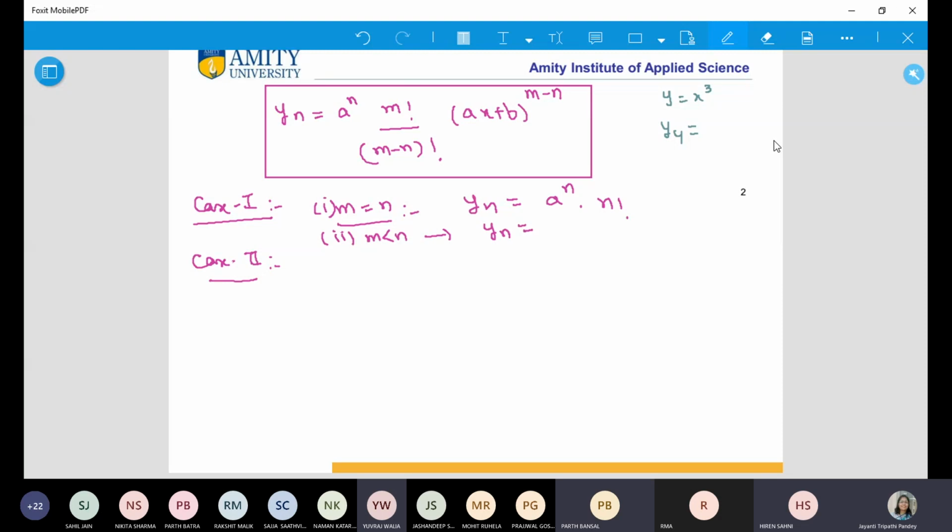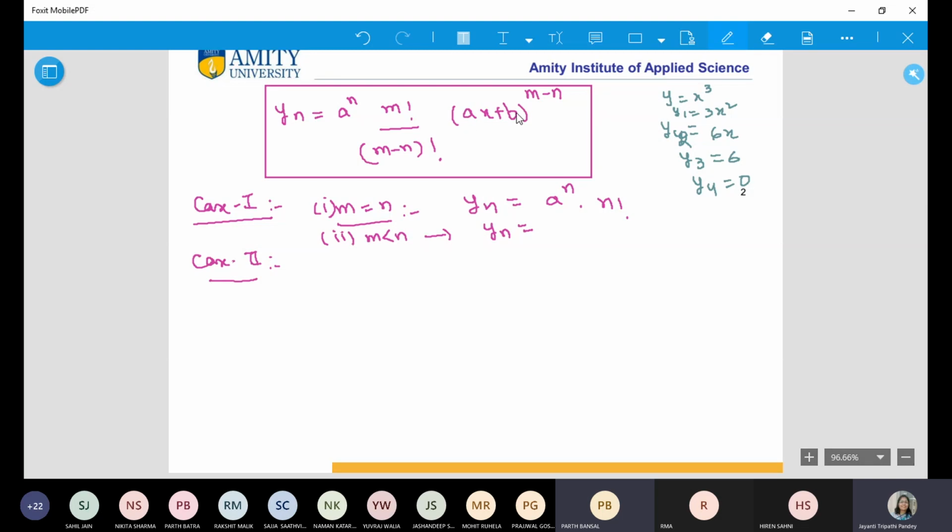See, you people are not focusing. If y is x cubed, what will be y1? 3x squared. y2 is 6x. y4 will be 0, right? Yes. You should not take this much time in telling me this.